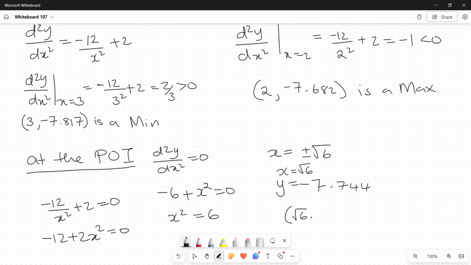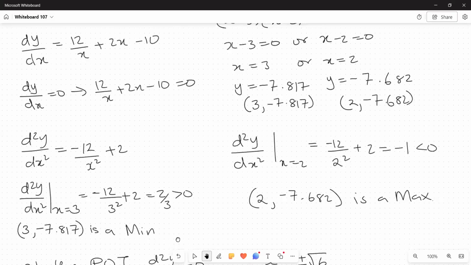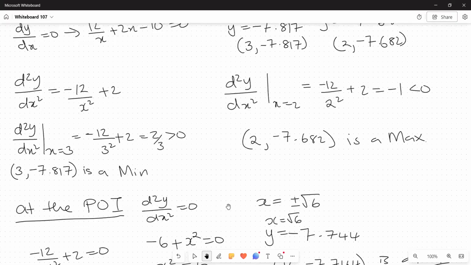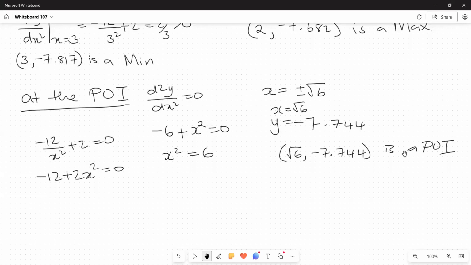So the square root of 6, negative 7.4, is a point of inflection. And here we cannot find the y value when x is equal to negative 6, because in our function we're taking logarithms. With graphs, we are only interested in real values, so the logarithm of a negative number would not be real. So there's only one real point of inflection, and this is the one.